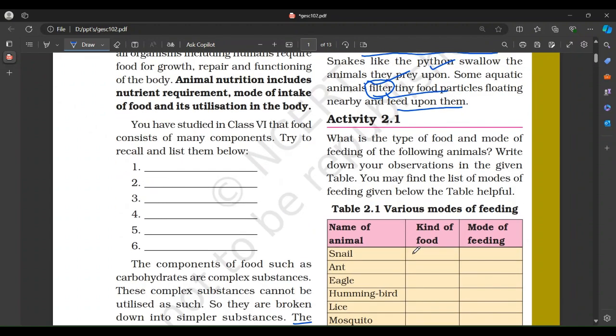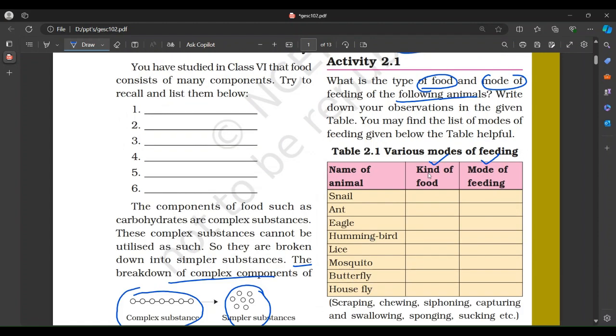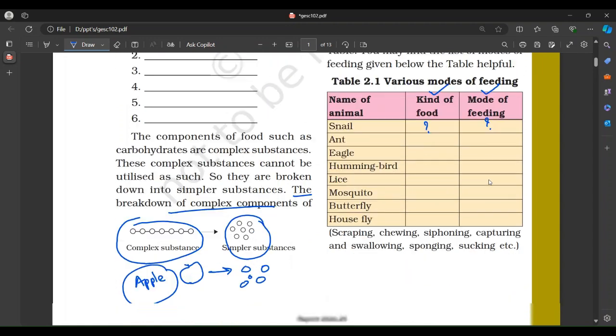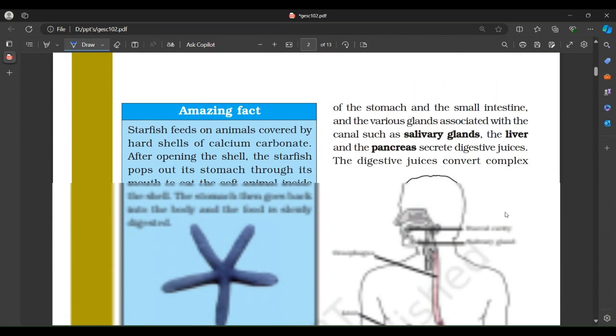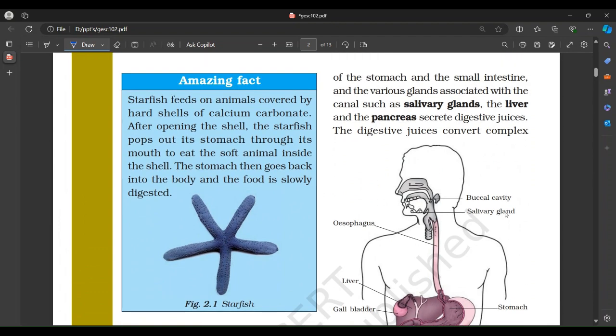After this, we have one activity here. In this activity, the kind of food and the mode of feeding of the following animals are given, along with the names of animals: how they are eating, what their food is, and how they are eating. You have to finish this table. They have also given keywords to use: scraping, chewing, siphoning, capturing and swallowing, sponging and sucking. So make that table. You can also complete it by pausing this video, right?